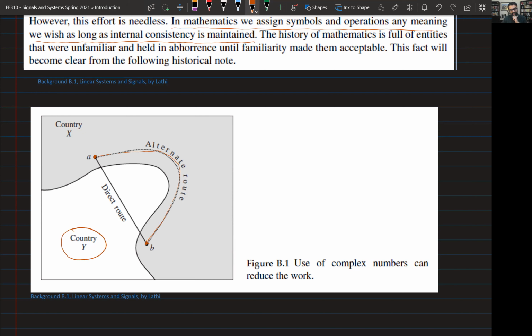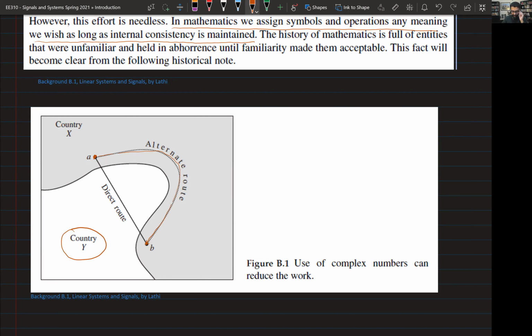And this analogy now applies to complex numbers. The use of complex numbers is very similar. If you want to solve a problem in the real domain, it's often, for many problems, much easier to use complex numbers first, and then obtain a solution back in the real domain, which is country X. But to get from point A to point B in an easier manner, you would have to cross into country Y, which is complex numbers, right? So this is an analogy that he gives for why complex numbers are important and why they're used so much in engineering applications. Okay, so I would urge you to go through that.